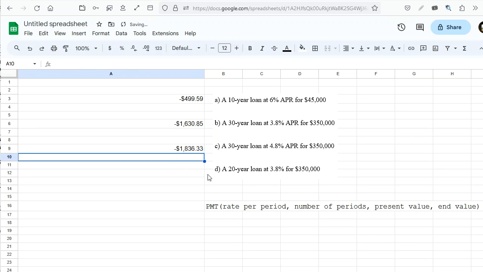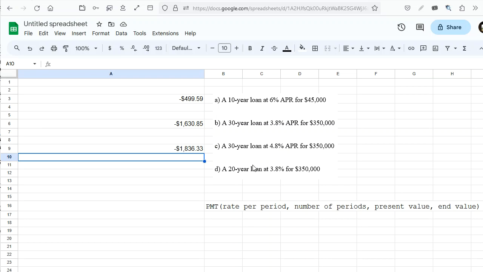Now, the reason I picked this one is because I wanted to show you what a difference in interest makes. So look here, the APR is 3.8%. This is the same exact loan with an APR of 4.8%. And the monthly payment went up $200 a month.